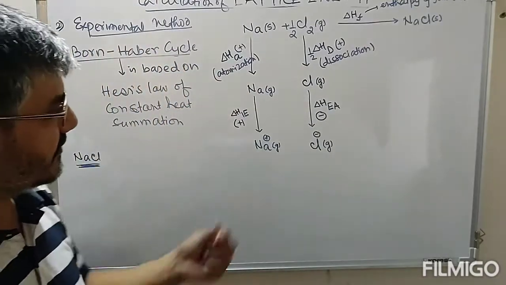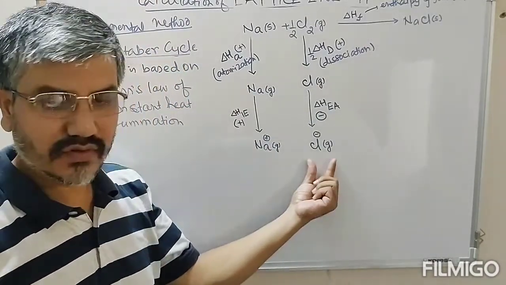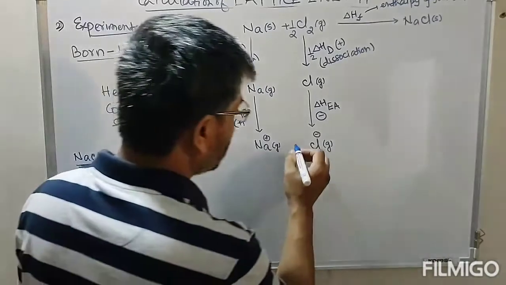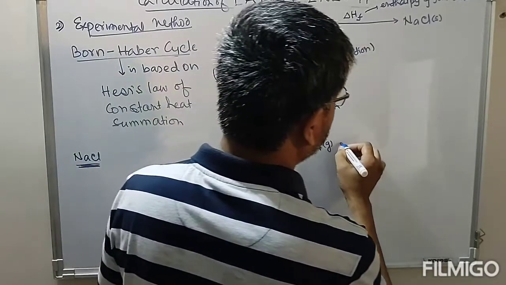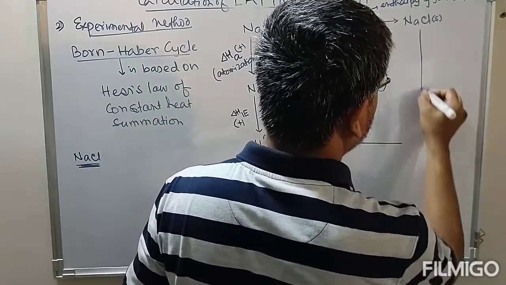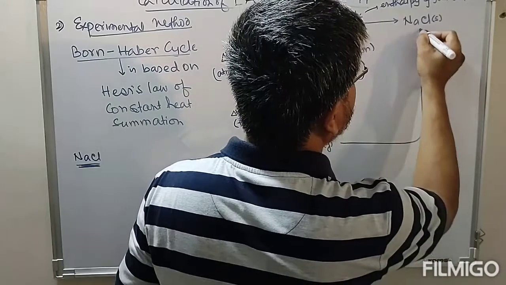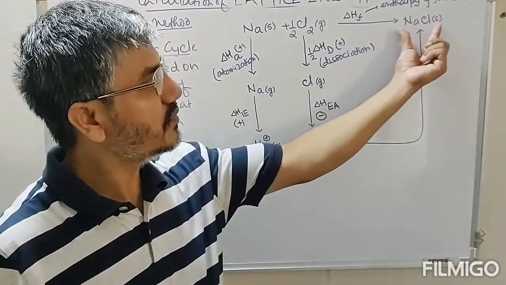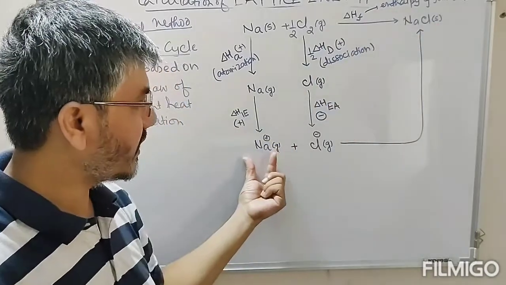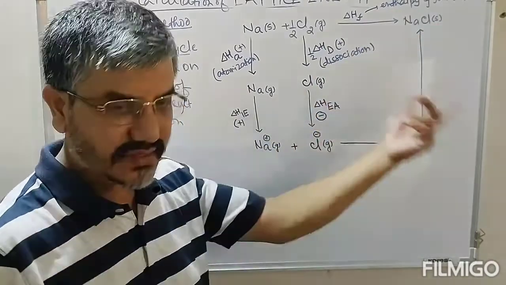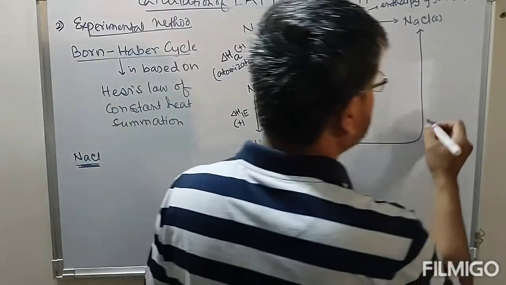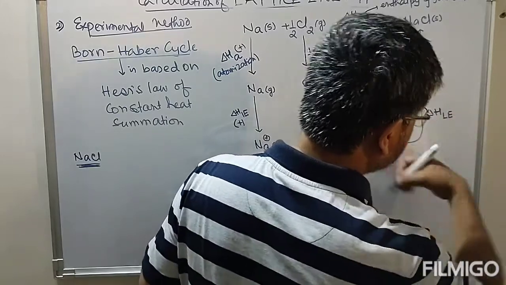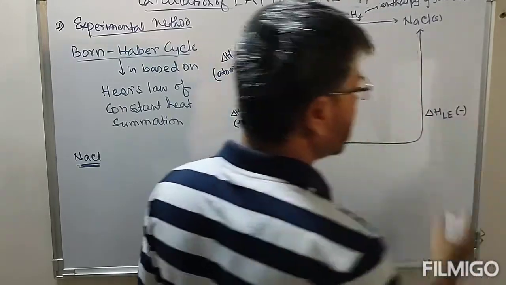Now we have sodium ion and we have chloride ion. When they are placed side by side, these two combine to give 1 mole of the ionic compound, that is NaCl. In this process, the formation of 1 mole of NaCl from Na plus and Cl minus, energy is released, and that energy released is what we call the lattice enthalpy. It is defined in terms of energy release, so it must be negative.